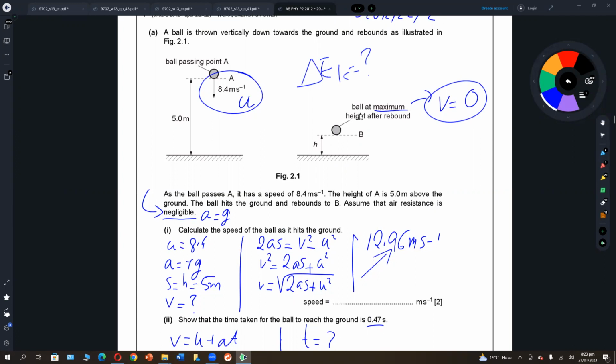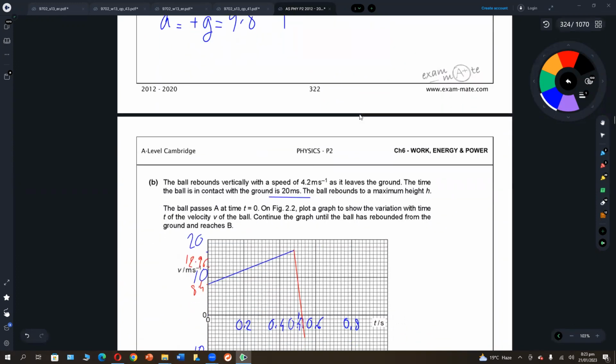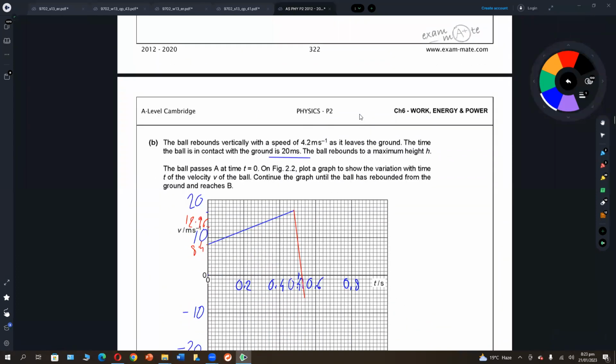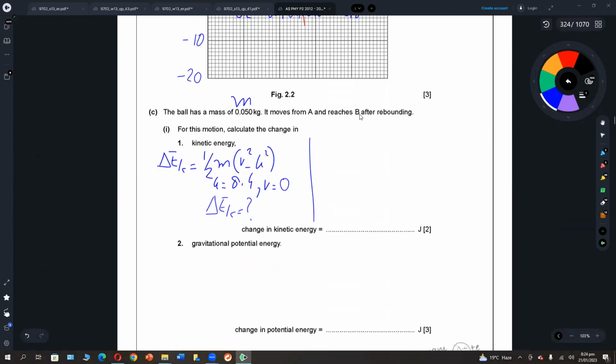रिबाउंड वेलोसिटी डबल चेक कर लेते हैं. एक सेकंड, रिबाउंड वेलोसिटी कहाँ दी हुई? अच्छा हाँ ठीक है. इसने एक रिबाउंड वर्टिकली विद द स्पीड ऑफ 4.2. हाँ, ये भी दिया हुआ. सही है, डबल चेक कर लेते हैं.